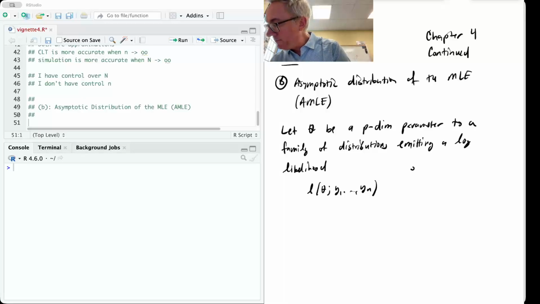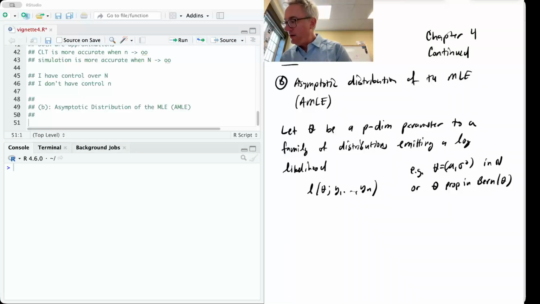For example, theta could be the parameters mu and sigma squared in a Gaussian model, or theta could be the proportion in a Bernoulli model. We're actually going to stick with the second one in this vignette because it's more interesting and because there's just one parameter, so that makes things a little bit simpler.